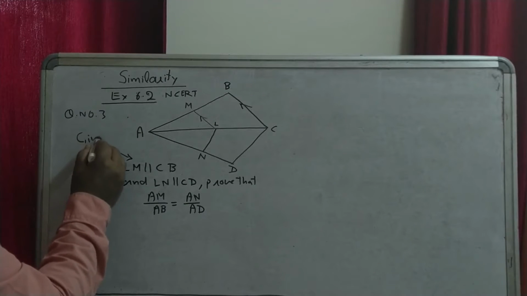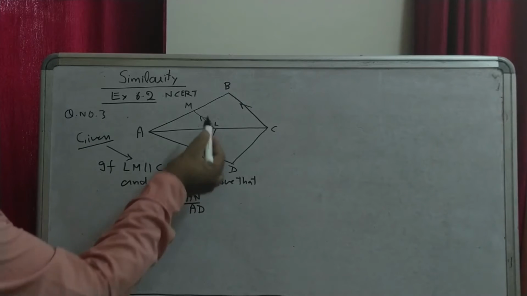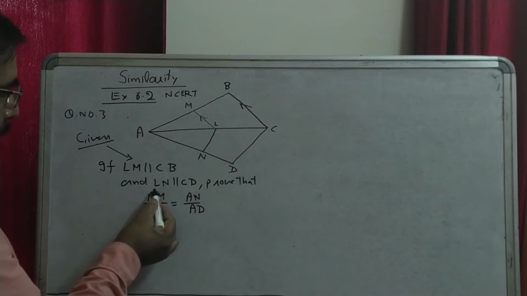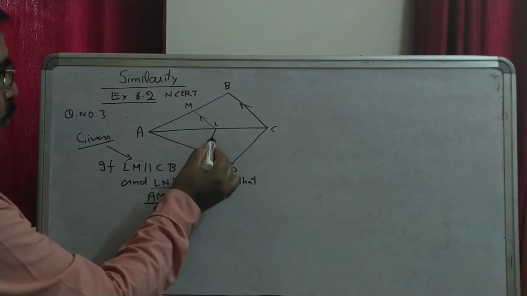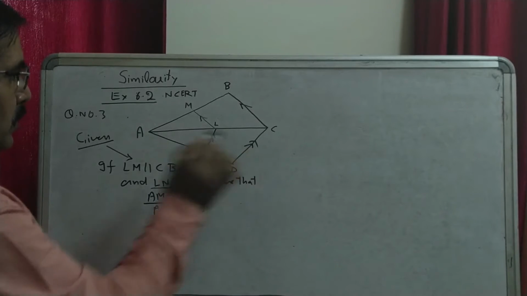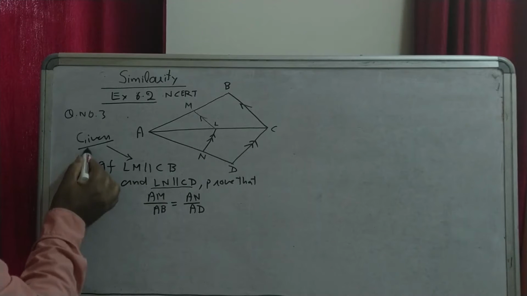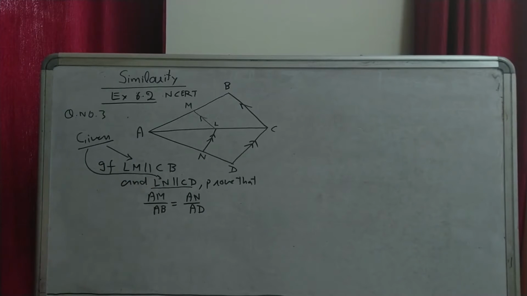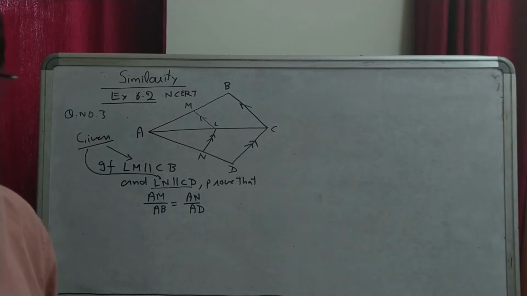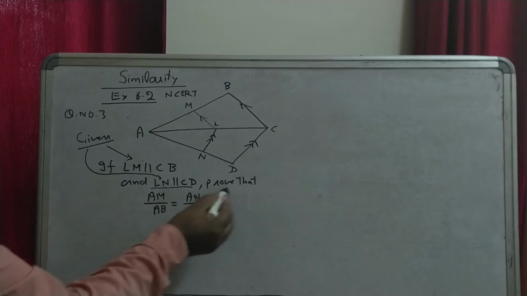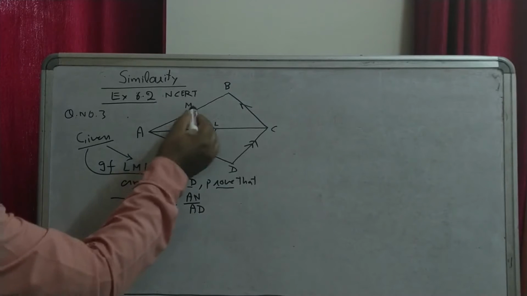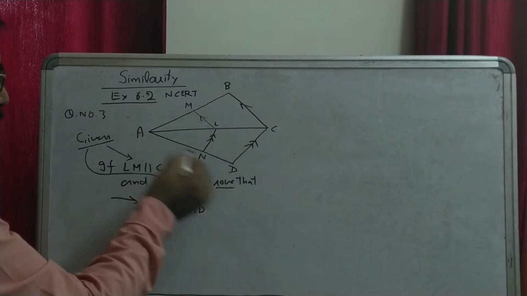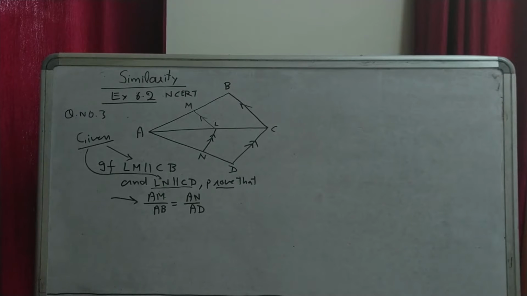This part is given, that LM is parallel to CB. The second part is also given, that is LN is parallel to CD. So, this is also given, LN is parallel to CD, the second part. You can understand these two things are given to us. We have to prove this part. We have to prove AM over AB equals AN over AD. Let us start with the solution, children.